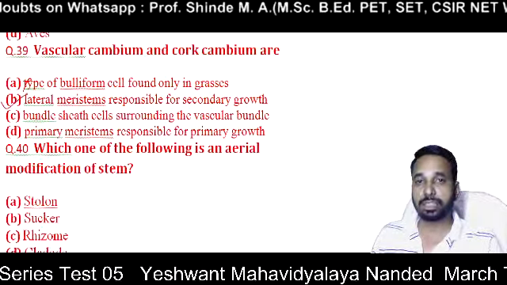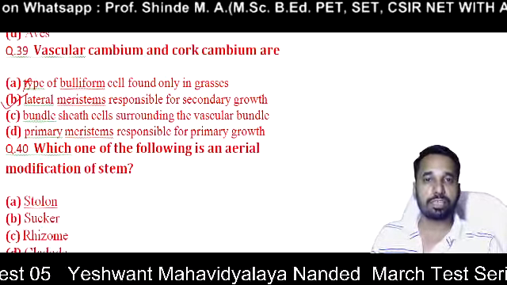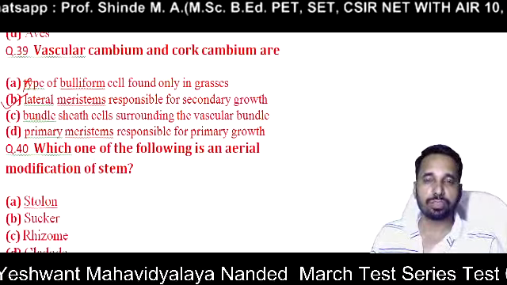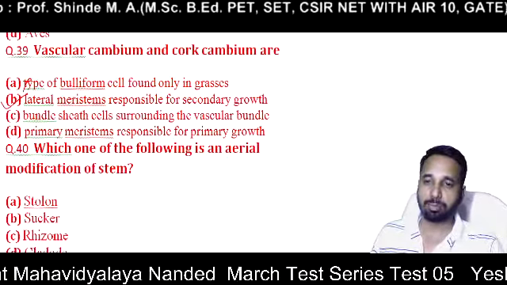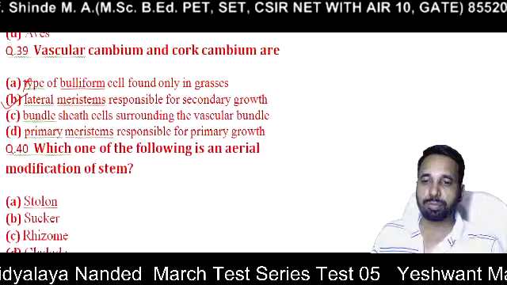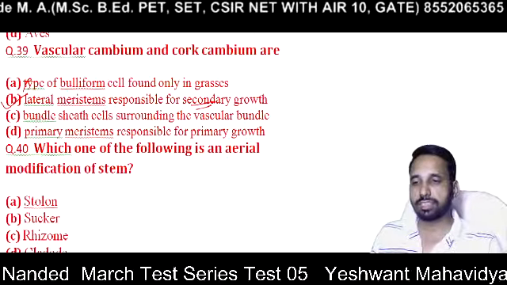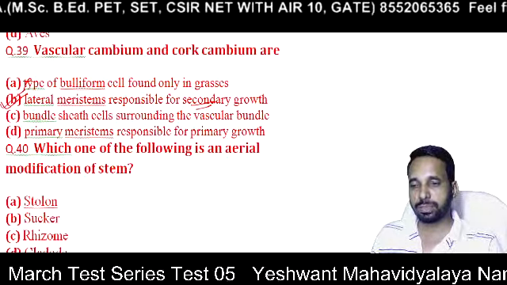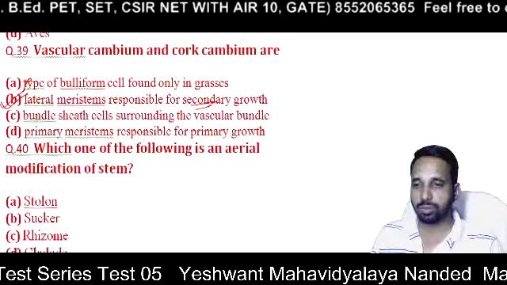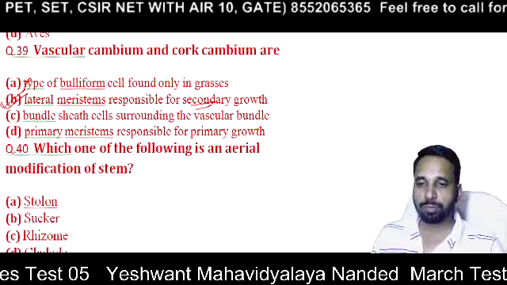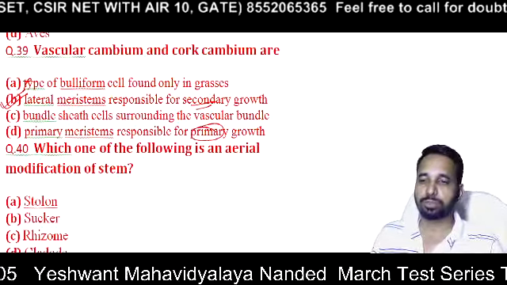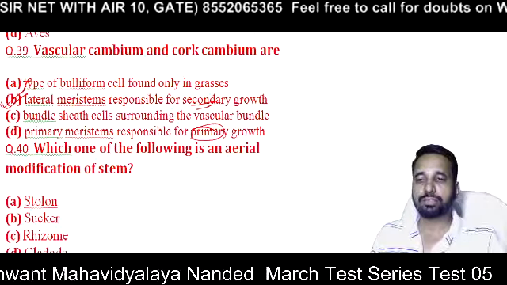These are the lateral meristem, not apical, not intercalary, but lateral meristem, which are present in the lateral position in the stem. Okay, and they are responsible for secondary growth, that is increase in thickness or girth or perimeter. So option B seems to be fine. C, bundle sheath cell? No. Primary meristem responsible for primary growth? No way. No, absolutely no. So option B is fine.